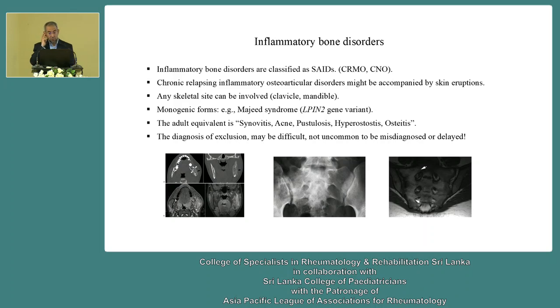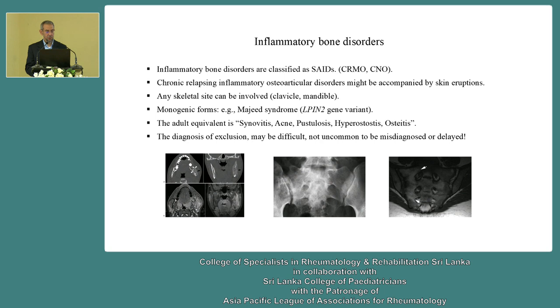So the inflammatory bone disorders are classified as systemic autoinflammatory diseases, and there are different names. I prefer to call it inflammatory bone disease. It can be isolated, it can be multiple, it can be recurrent. CNO, they just limit it to bacterial, chronic non-bacterial osteomyelitis. But again, bone can be infected with fungal infection, so it's not only bacteria. So I prefer to call it inflammatory bone disorder.